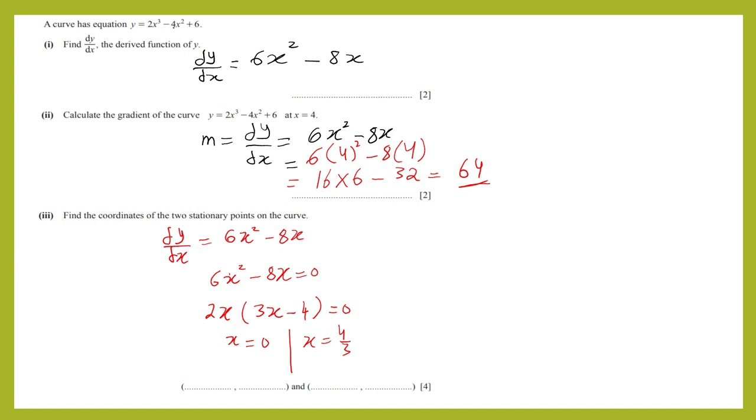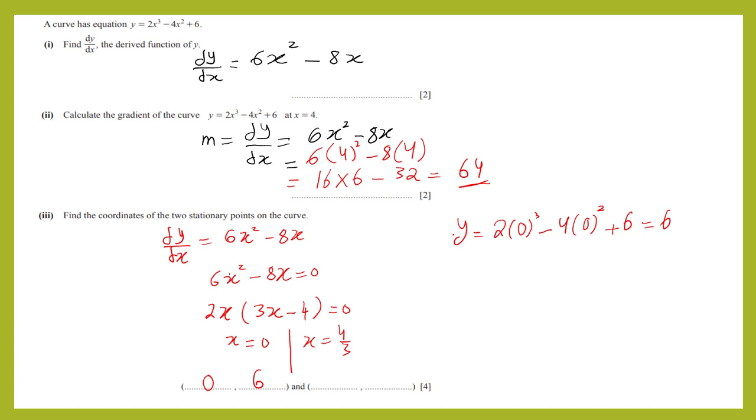You will get back to the original. So the first y will be 2 by 0 cubic minus 4 by 0 squared, then plus 6. So the y will be 6. So when x is 0, the y is 6.